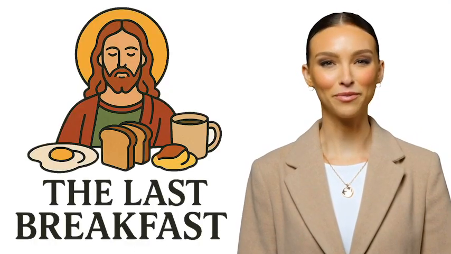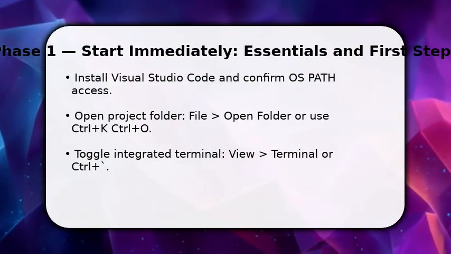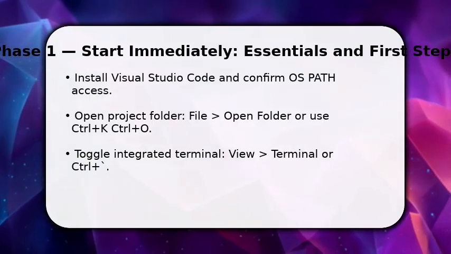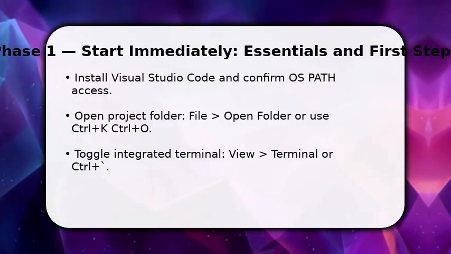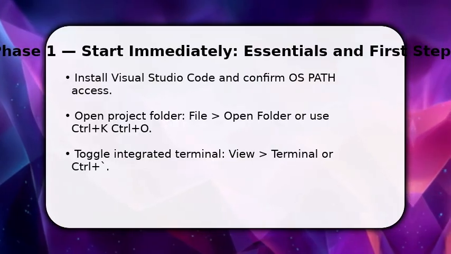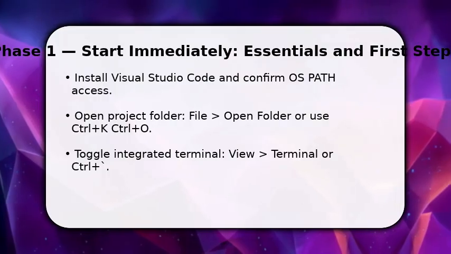Please enjoy the video. You start by preparing the workspace. Open the project folder in Visual Studio Code so the terminal runs in the right directory. Once done, open the integrated terminal with View Terminal or the Control+ shortcut. This avoids external shells and keeps output inline.